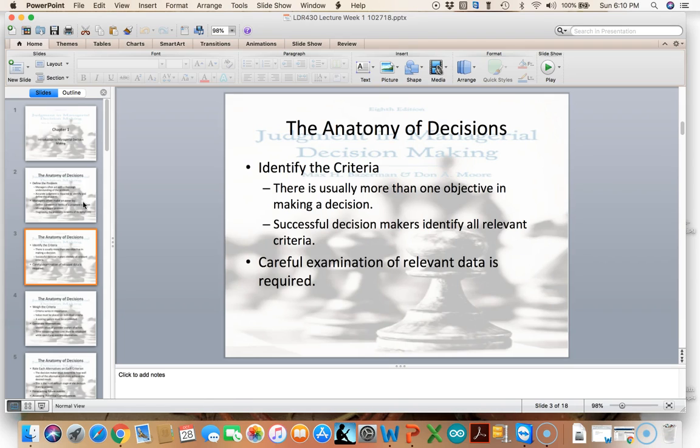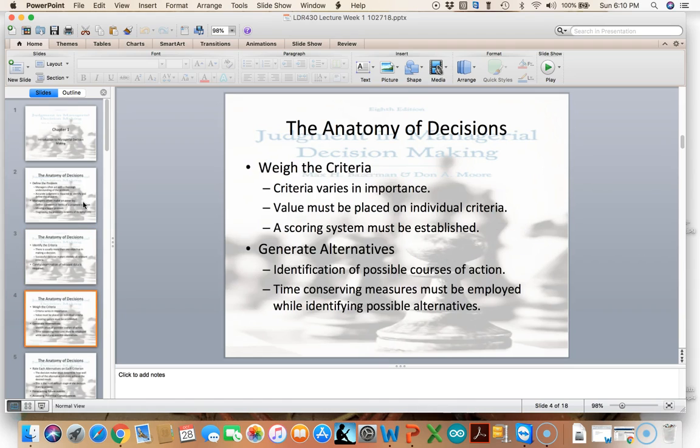In identifying the criteria, there is usually more than one objective in making a decision. Successful decision makers identify all relevant criteria, because this requires a careful examination of relevant data. We want to weigh the criteria, and it's because the criteria vary in importance. Value must be placed on individual criteria. Some things are more important than others. And if we define the criteria with a scoring system, we can give greater gravity to those things that require immediate attention.